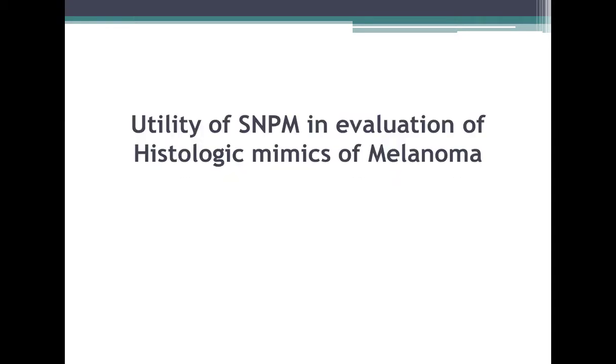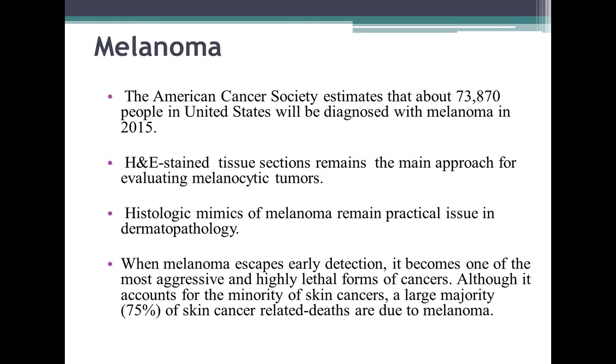So coming back to the discussion topic of why we ended up choosing melanoma as a poster child for the SNP evaluation. Everyone knows that melanoma is a critical problem, especially if you live in the South or in the Sun Belt. The H&E stained tissue still remains the main approach for evaluating melanocytic tumors, so again, we are not trying to replace H&E with SNP or any other molecular testing.